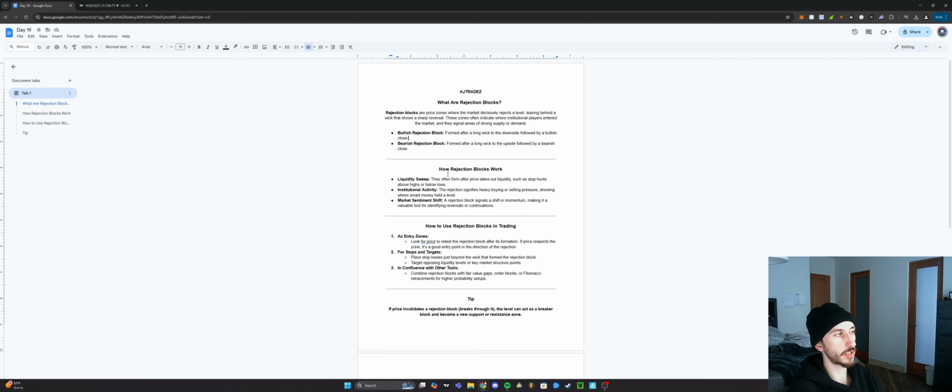So the way these rejection blocks actually work is they often form after price takes out liquidity, such as stop hunts above highs or lows, also institutional activity as well. The rejection signifies heavy buying or selling pressure, showing where smart money held a certain level. And a rejection block signals a shift in momentum, basically saying, hey, price has already reached this key level, we're ready to go to the other end of the range, take out buy side, take out sell side, whatever direction you're trading. It also makes it a valuable tool for identifying reversals or continuations, especially if you pair it with an SMT.